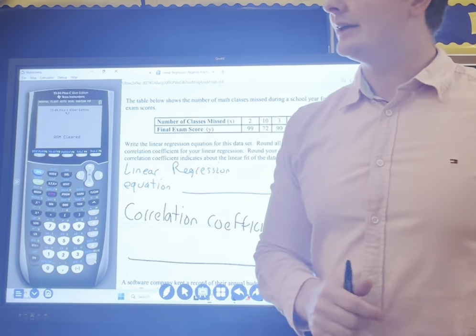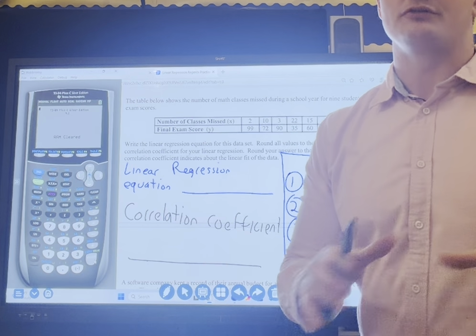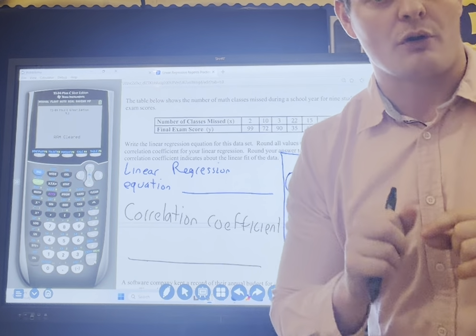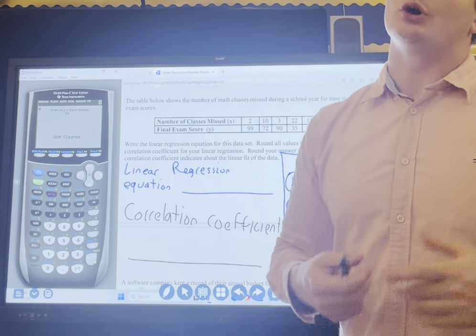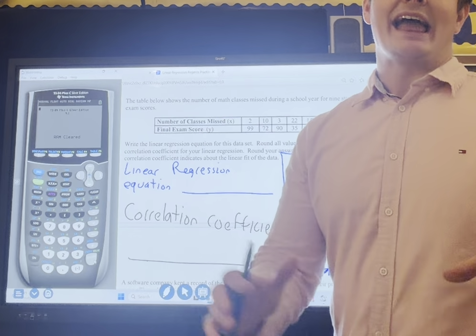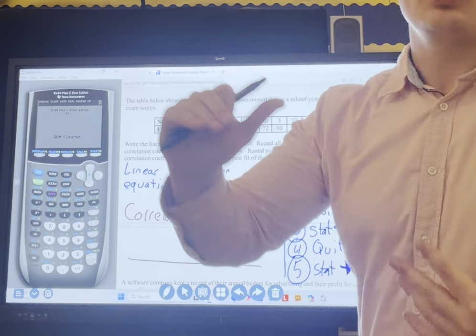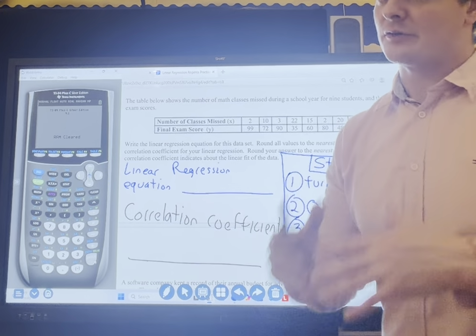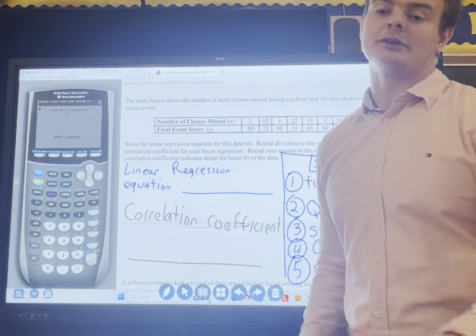Hey, this is Mr. B, and today I'm going to be going over linear regression equations for the Regents exam. There is always one of these linear regression equations on Part 2, and it's often worth a lot of points. It's straightforward, it's just hard to know all the steps, but if you have the steps memorized, you can get it right every time. So, here's how we do it.